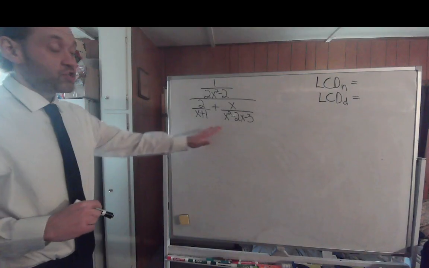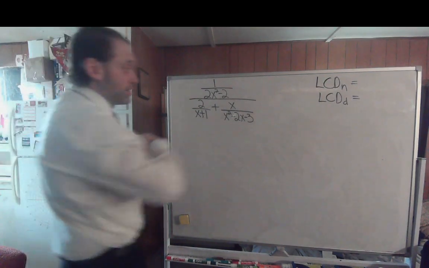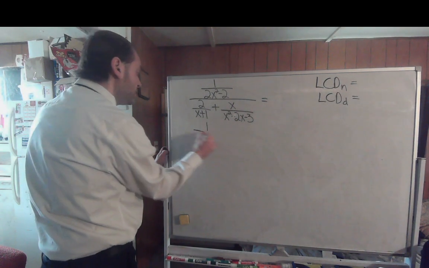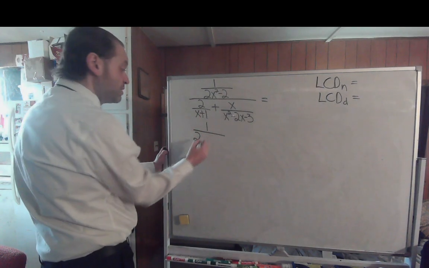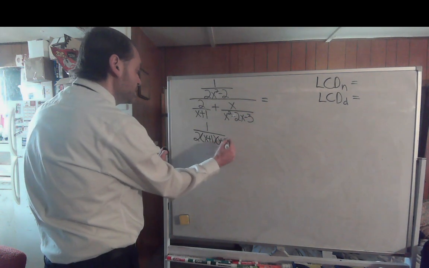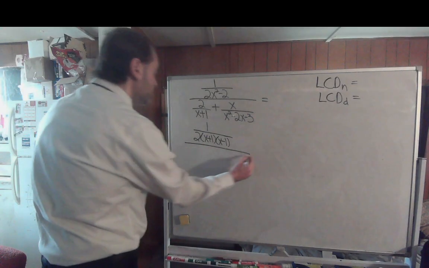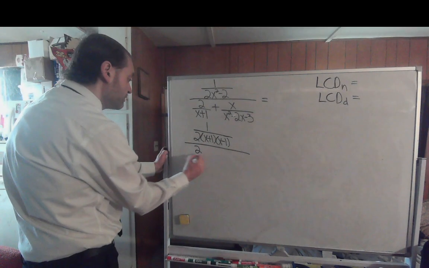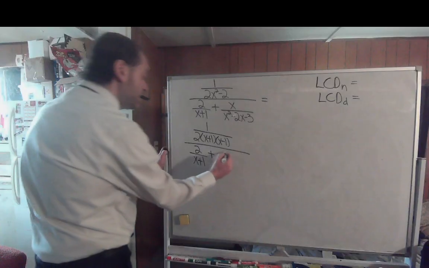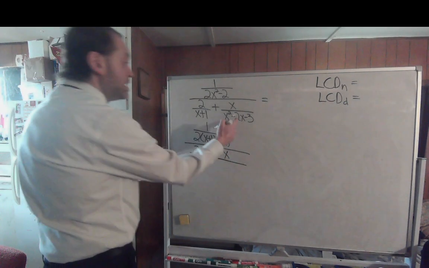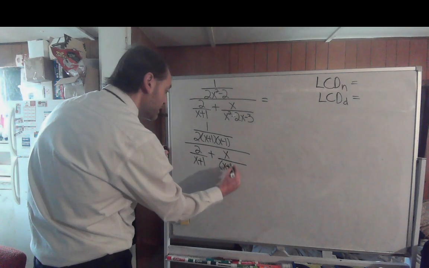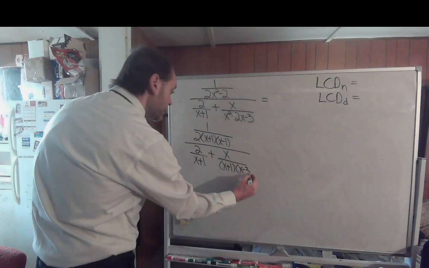Well, why don't we try to factor everything in both the numerator and denominator? So this is going to turn into 1 all over 2 times x squared minus 1, which would be 2 times x plus 1 times x minus 1. All that all over, of course, 2 over x plus 1, plus your second term, x all over x squared minus 2x minus 3, which would factor into x plus 1 times x minus 3.